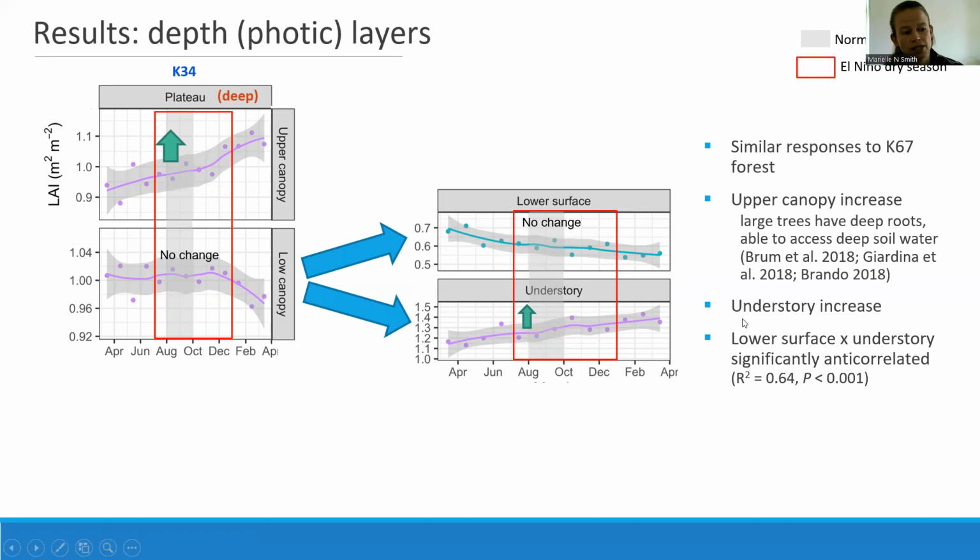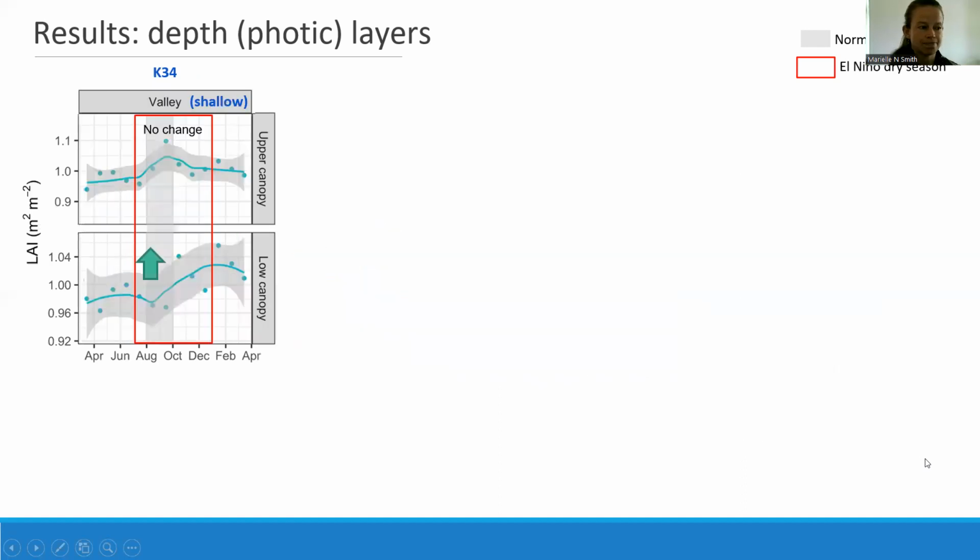And as I said, like kilometer 67, we see an increase in the understory, and the lower surface and the understory are significantly correlated, even though the lower surface doesn't show significant change during the El Nino dry season. And so we could conclude the same as we did in the 2019 paper, that these different layers are experiencing contrasting microenvironments, and perhaps also have trees with different functional strategies.